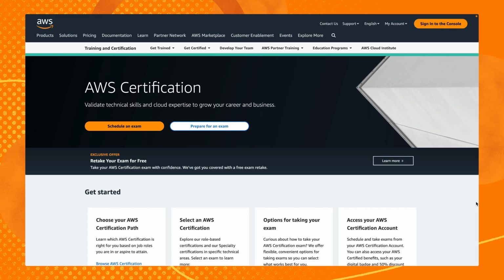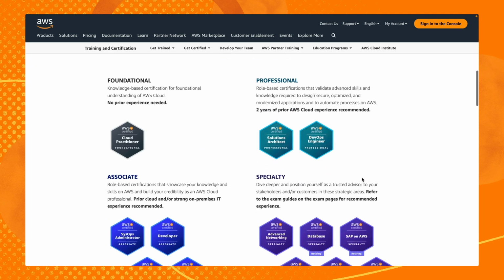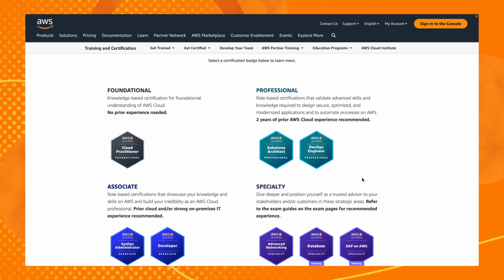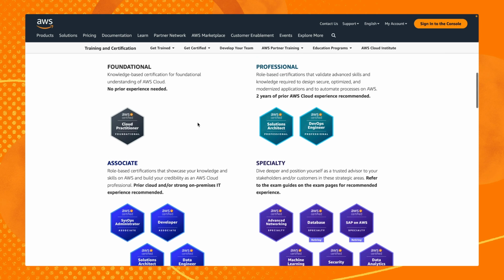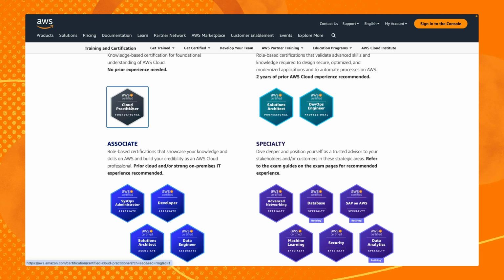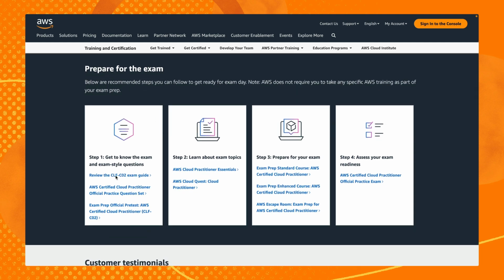To find the four steps for getting certified with AWS, you can go to the AWS certification landing page and scroll down. And here we can see our four different levels of certification: our foundational, our associate, our professional, and our specialty. You can click on any of these and scroll down and you'll be able to see the four steps here. Step one is getting to know the exam and exam style questions.